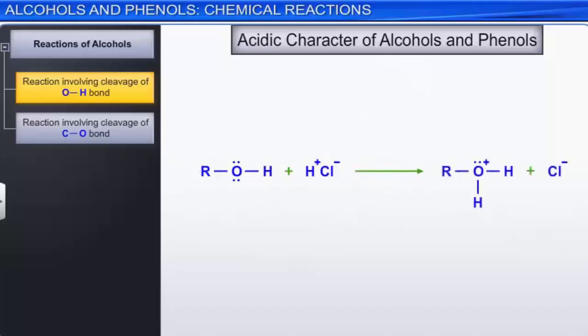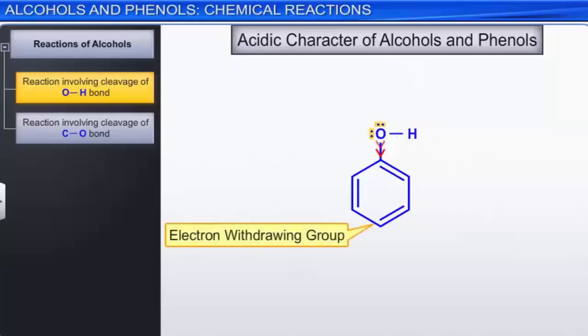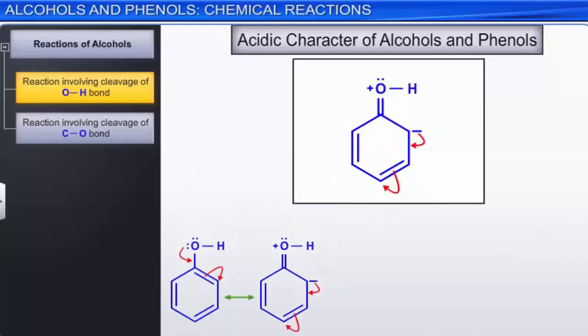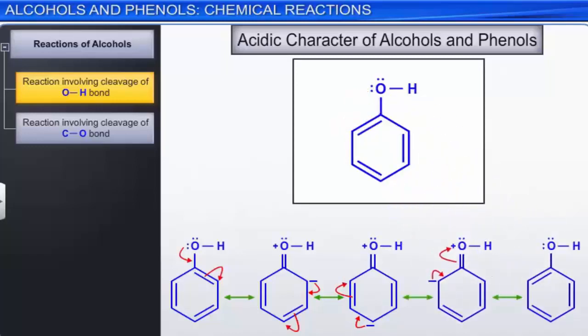The reaction here shows an alcohol accepting a hydrogen ion or proton from HCl. Phenols are also acidic in nature. Note that the benzene ring acts as an electron withdrawing group. The resonance structures of phenol, shown here, illustrate that the oxygen atom in phenol has a partial positive character.